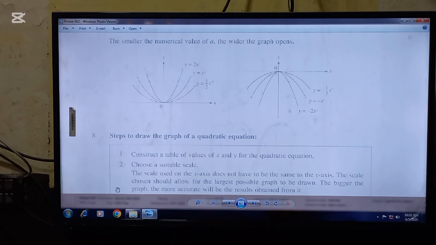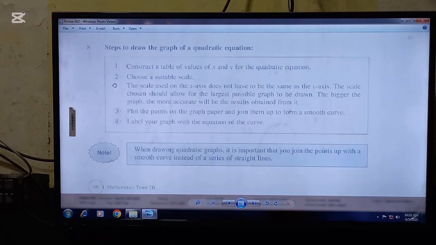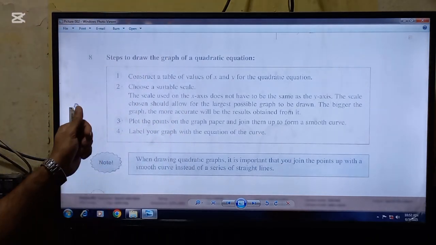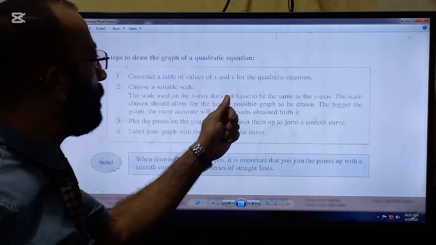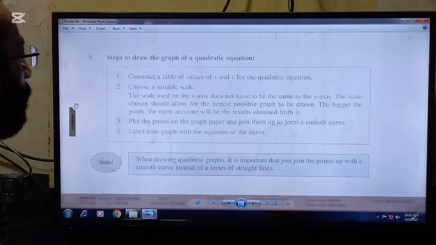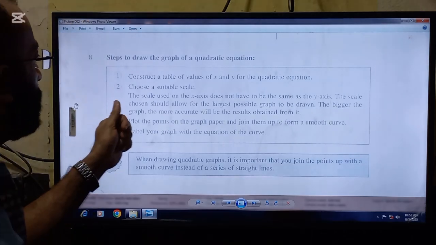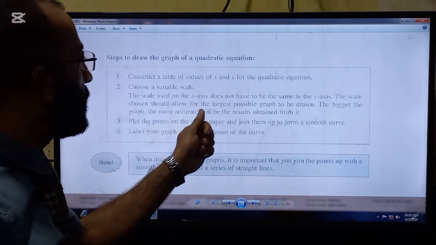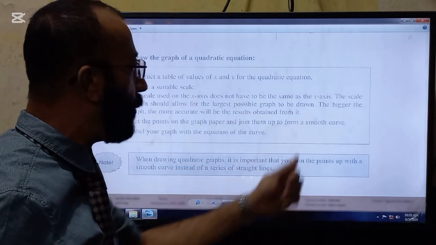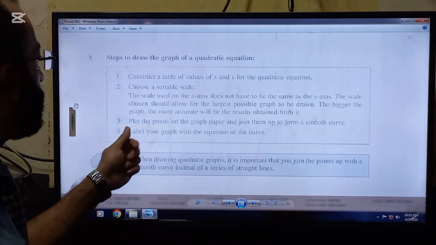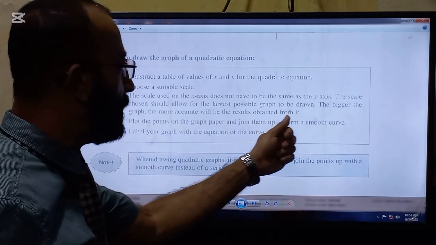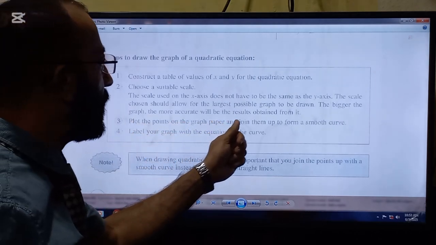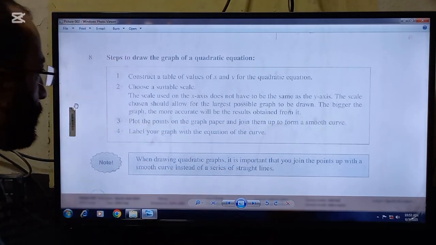Next, we are going to read the steps to draw the graph of a quadratic equation. The first step is to construct a table of values of x and y for the quadratic equation. The second step is to choose a suitable scale. The scale on the x-axis does not have to be the same as on the y-axis. The scale chosen should allow for the largest possible graph to be drawn. The bigger the graph, the more accurate will be the results obtained from it.